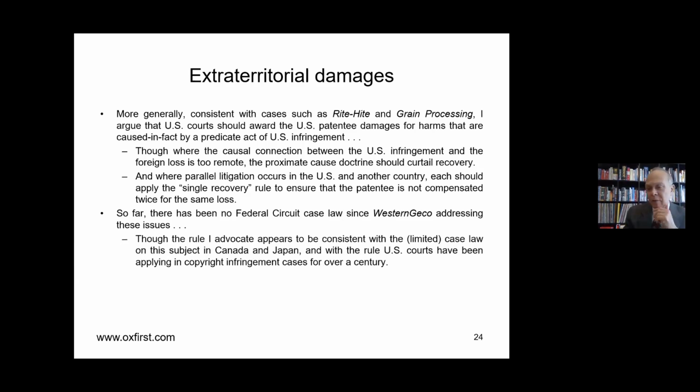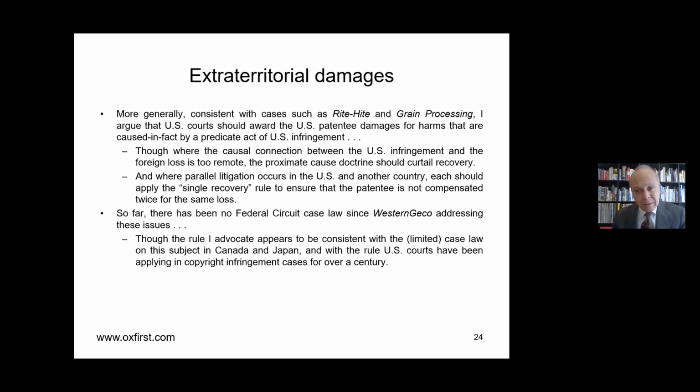And I will also note that to the extent there is case law in other countries that I have been able to find, there's not a lot, but some limited case law in Canada and Japan is consistent with the analysis I am proposing here. And also this would be consistent with US practice in copyright cases, where for over a century, courts have basically allowed the copyright owner to recover monetary compensation for harms that are caused outside the United States, but which stem from some initial predicate act of copyright infringement in the United States.